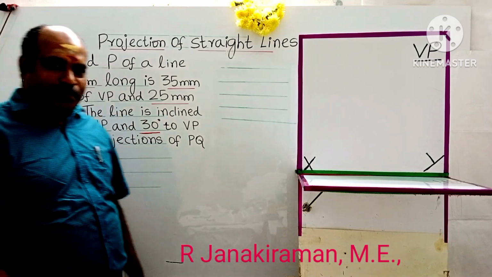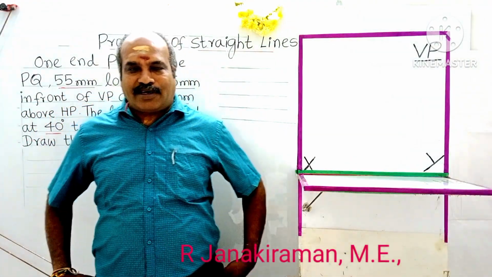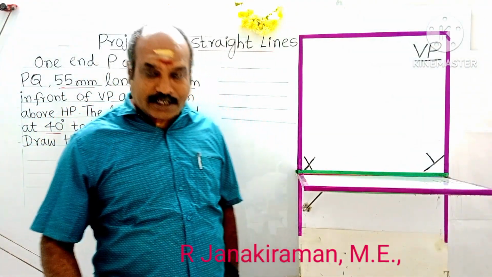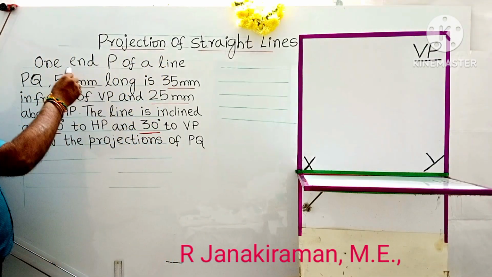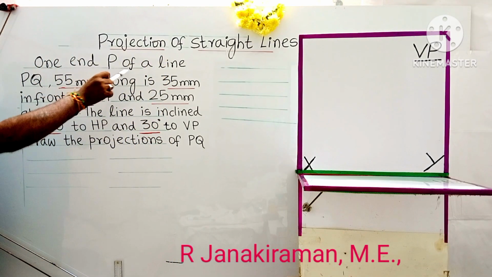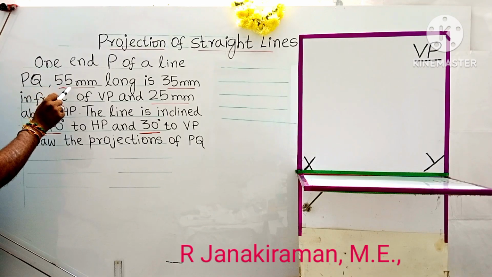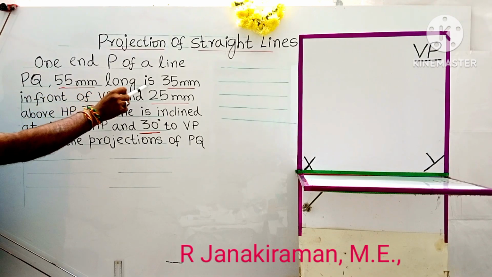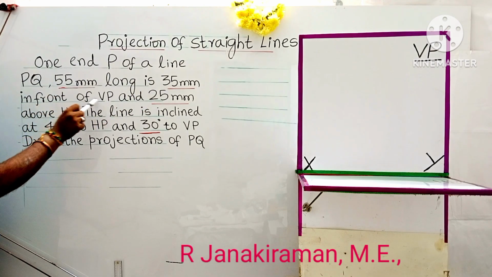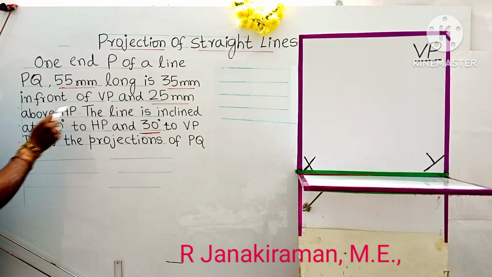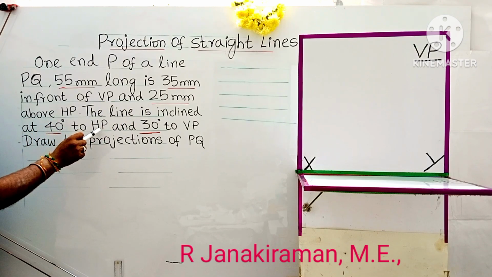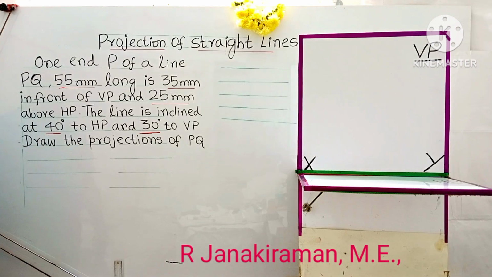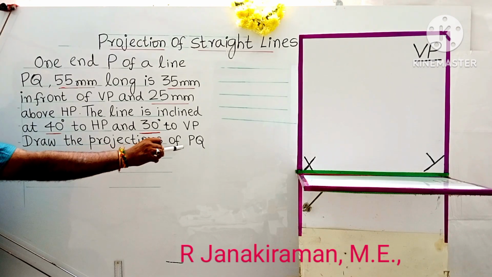Yes, the topic is projection of straight lines, applicable for students studying BE BTech first year on the subject engineering graphics. Please read the question. One end P of a line PQ 55 mm long is 35 mm in front of VP and 25 mm above the HP. The line is inclined at 40 degree to HP and 30 degree to VP. Draw the projections of PQ.